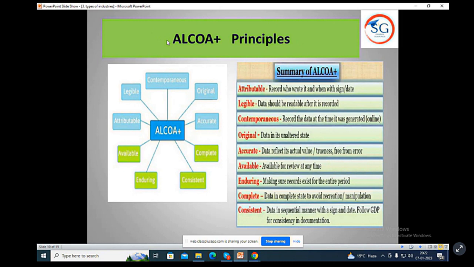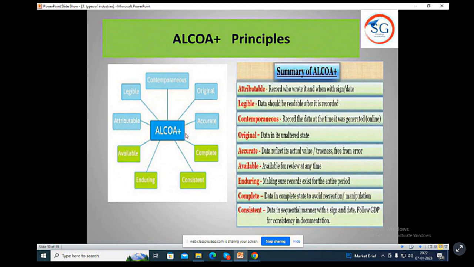Good documentation practice, the first and foremost important thing you should know when you are documenting anything related to a product or a batch is you should follow the ALCOA principles. So, what is ALCOA? A means attributable, L is legible, C is contemporaneous, O is original, A means accurate.